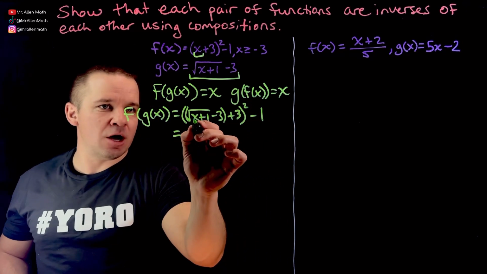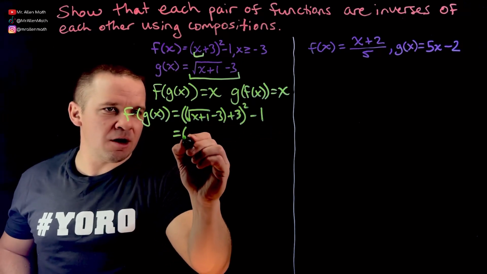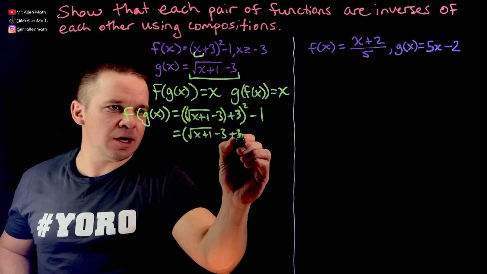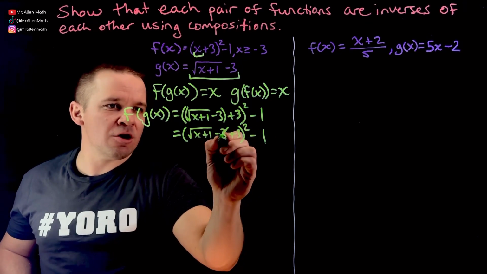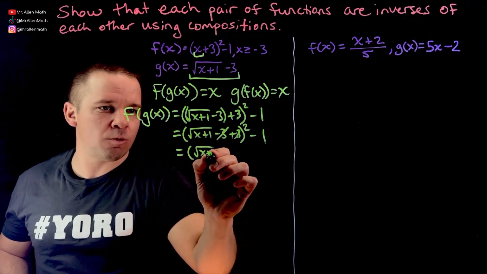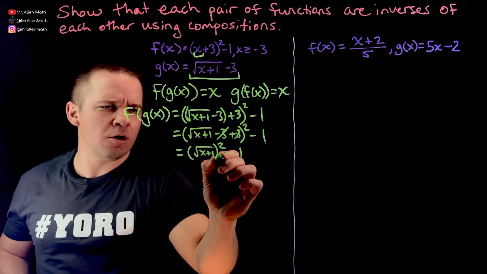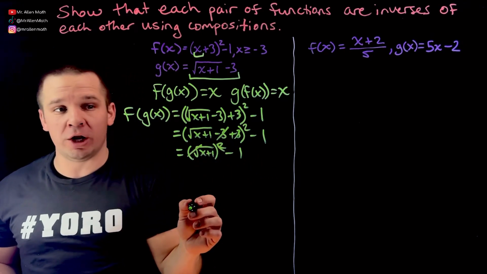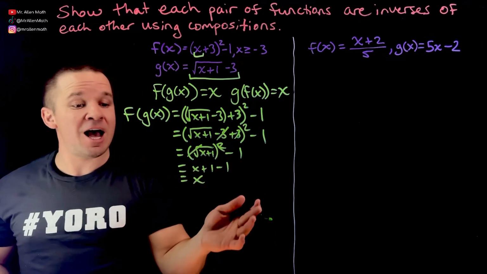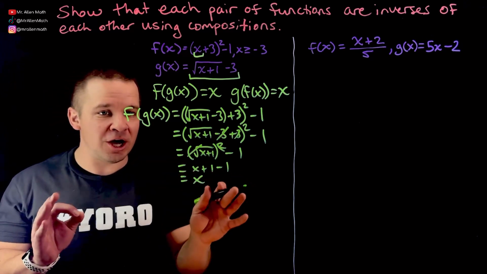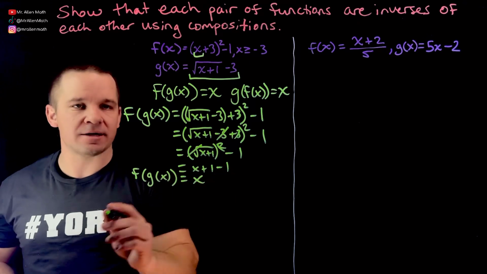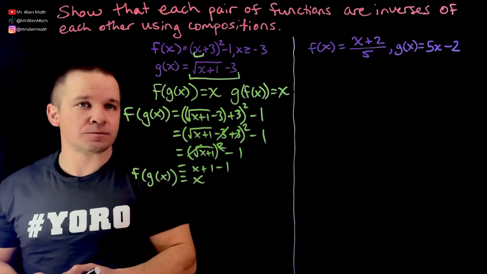Now I'm going to do some algebra. These parentheses don't really do anything here, so I'm going to just take them away, and we'll do this in a couple steps. Minus 3 plus 3, squared, minus 1. Here my negative and positive 3 cancel, right? And now I have the square root of x plus 1, squared, minus 1. Well, what happens with my squared and square root? Gone. And now I have x plus 1 minus 1, which equals x. First one, good to go, right? This is f of g of x equals x. Cool. So first one is a go.